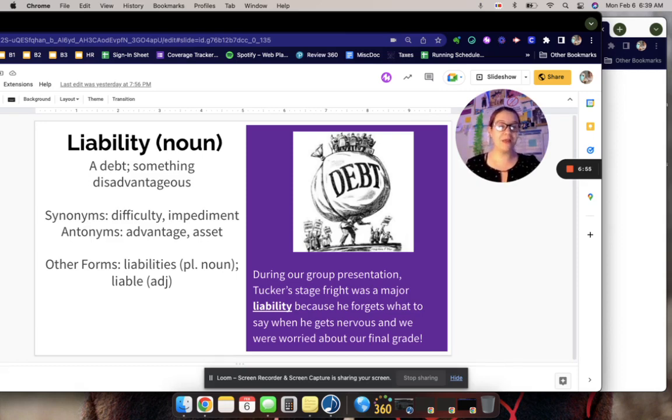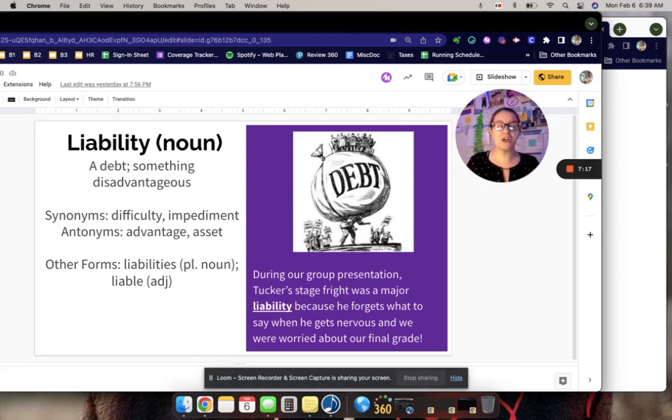You've got your plural noun form liabilities. Notice we have the IES plural ending. And then liable is an adjective. Somebody could be liable for something, meaning that they are the one that has to give or do whatever the case. In that picture, we have somebody who is holding a lot of debt. Having a lot of debt is often considered a liability. The debt itself is a liability.